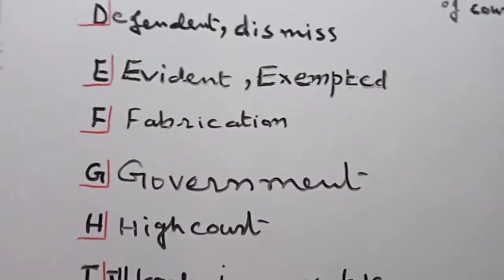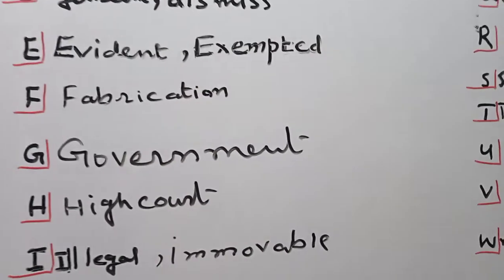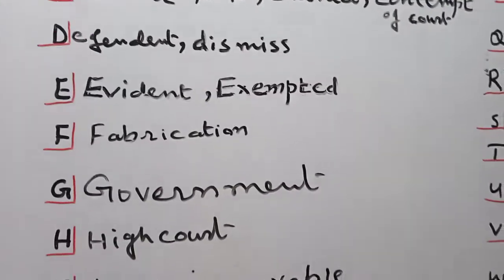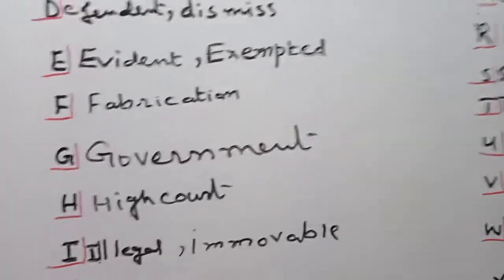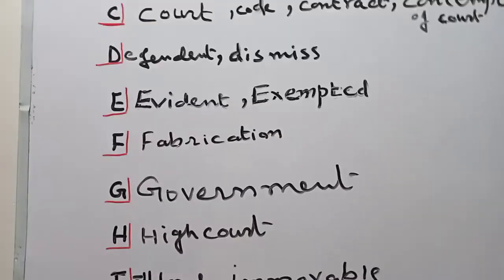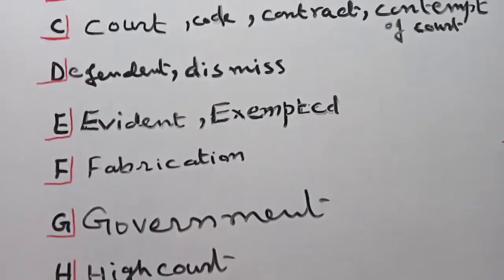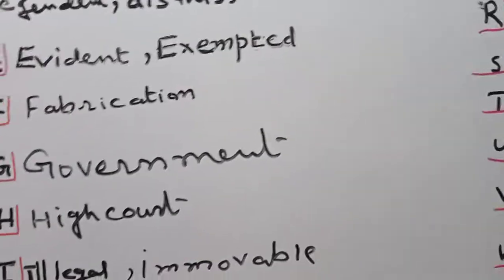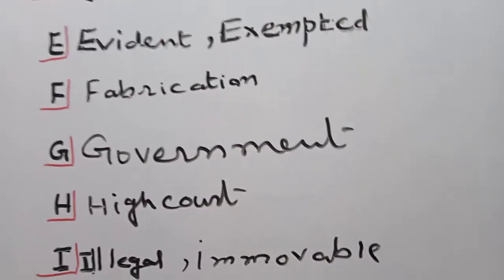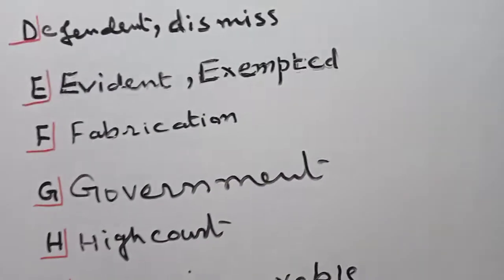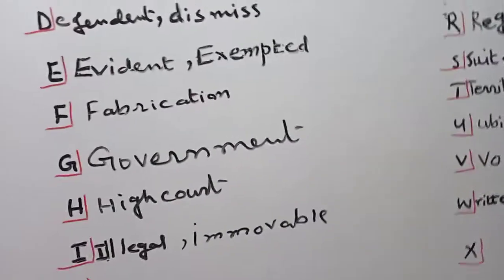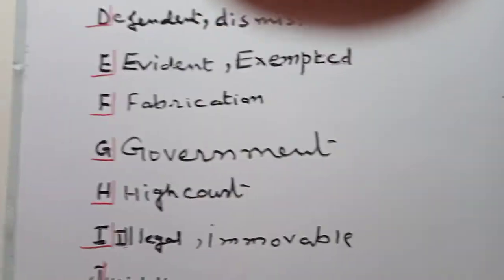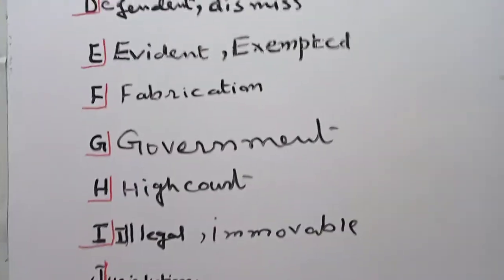Now exempted. Exempted means, like, women are exempted from the court, because ladies who are parda nashin, ladies who are covered, those ladies who are not coming into court because of hijab, parda, any Muslim, Hindu, anybody, are called exempted. Ladies are exempted.